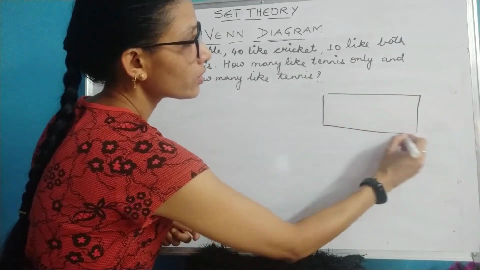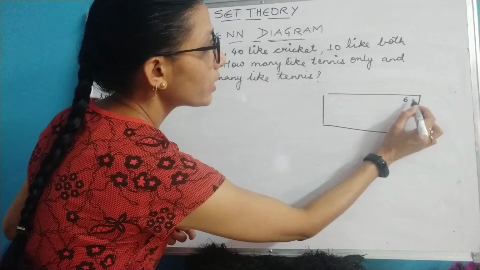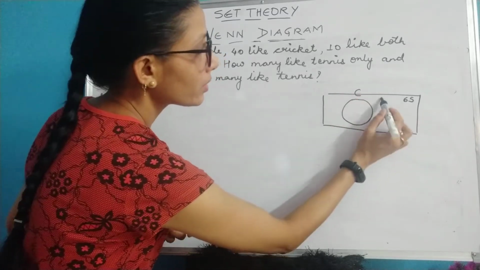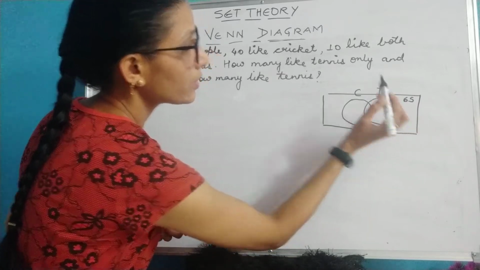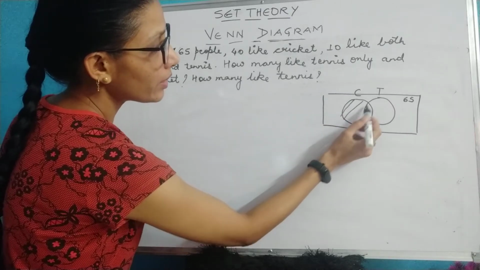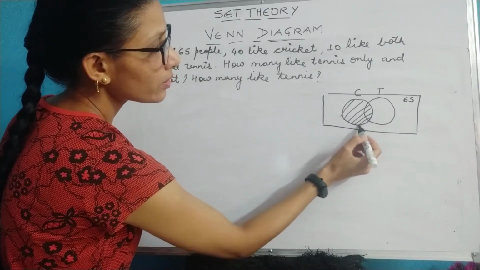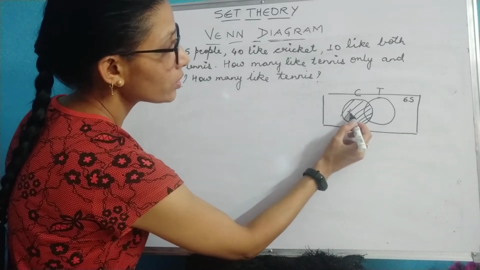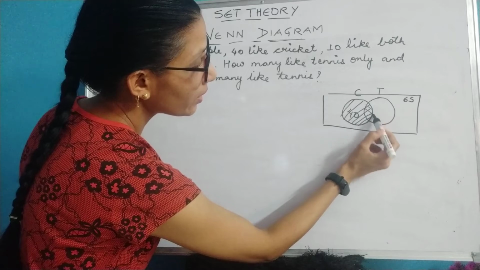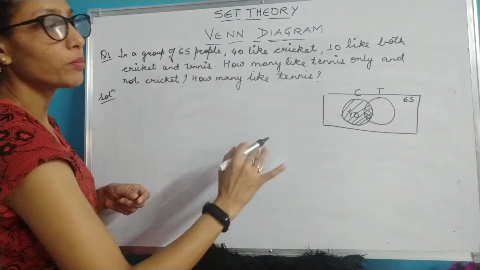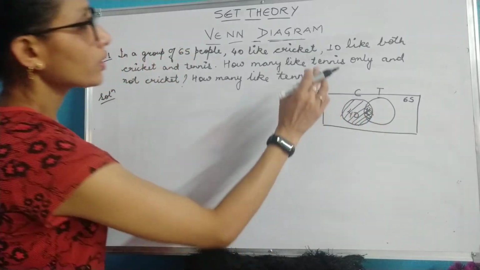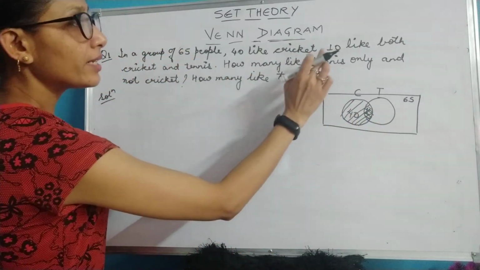So say this is my universal set which contains 65 people. This is my cricket set. This is my tennis set. Now 40 like cricket, that means this is the area which represents cricket. So this is 40. 10 like both cricket and tennis, this is the area of common people. So this is 10. Now how many like tennis only?